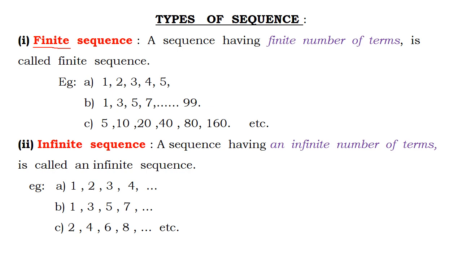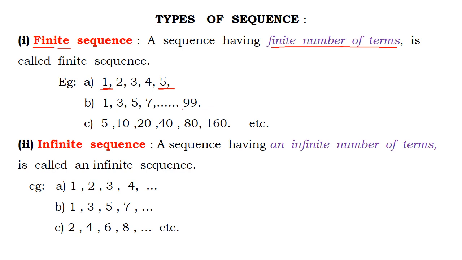Now finite sequence means a sequence having a finite number of terms. A sequence having a finite number of terms is called a finite sequence. Example A, 1, 2, 3, 4, 5. Now in example A, we know the first term. Here the first term is 1 and the last term is 5. Therefore, this sequence is countable. Now example B, 1, 3, 5, 7 and so on.